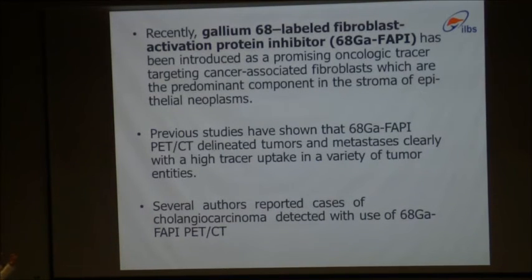Recently, gallium 68 labelled fibroblast activation protein inhibitor has been introduced as a promising oncology tracer targeting cancer-associated fibroblasts, which are a predominant component in the stroma of epithelial neoplasms. Previous studies have shown that gallium FAPI PET-CT delineated tumors and metastases clearly, with high tracer uptake in a variety of tumor entities. Several authors have reported cases of cholangiocarcinoma detected with the use of gallium FAPI PET-CT.